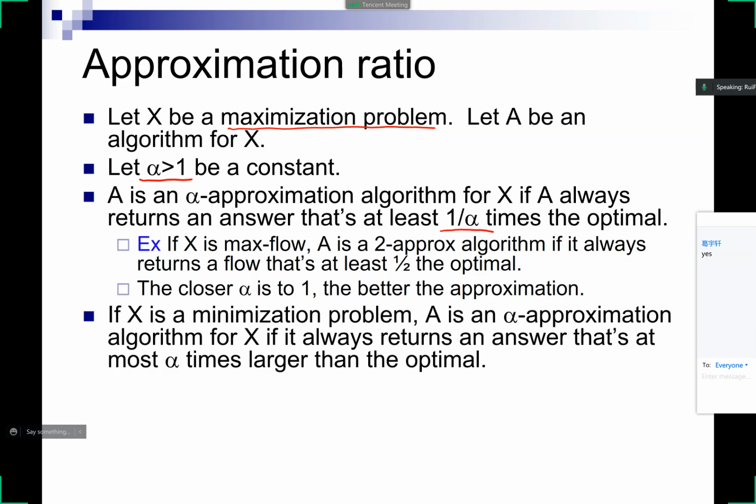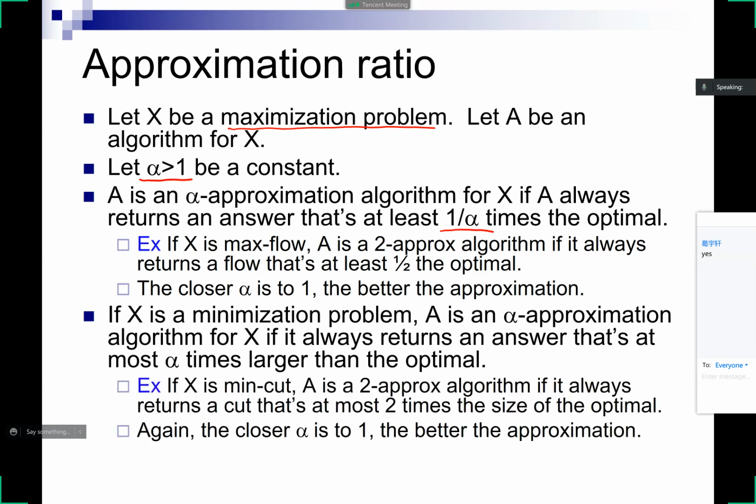So that's for maximization problems where you try to maximize your reward. And you can also consider minimization problems where maybe you try to minimize a cost for doing something. So in that case, you have an alpha approximation algorithm if the cost that you pay is at most alpha times the smallest cost. So that is the terminology we're going to use.